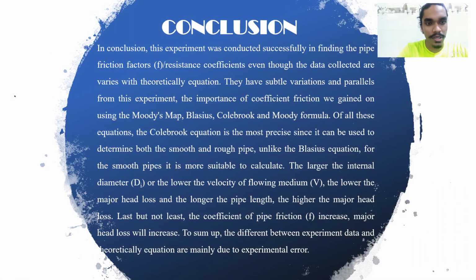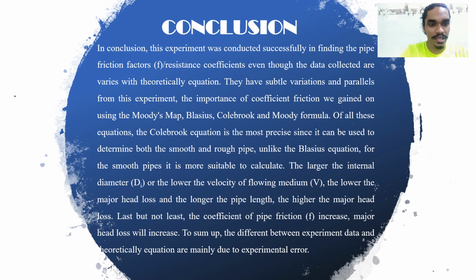Explaining about the conclusion part. In conclusion, this experiment was conducted successfully in finding the friction factors and resistance coefficients, even though the data collected vary from the theoretical equation. They have subtle variance and are parallel in this experiment. We gained the importance of the coefficient factor by using the Moody chart, the Blasius, Colebrook and Moody formulas. Of all these equations, the Colebrook equation is the most precise since it can be used for both smooth and rough pipe, unlike the Blasius equation, which is more suitable for calculating smooth pipe.